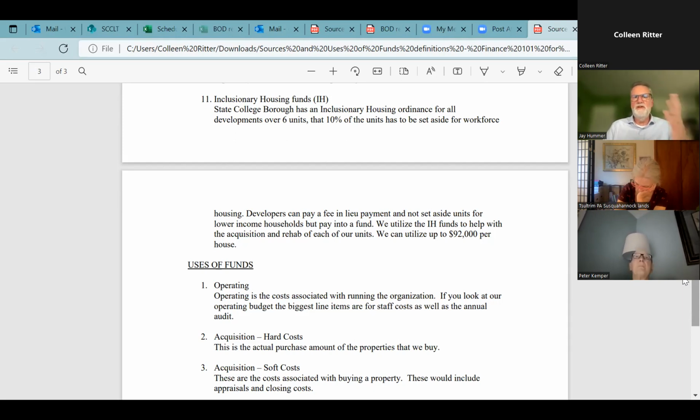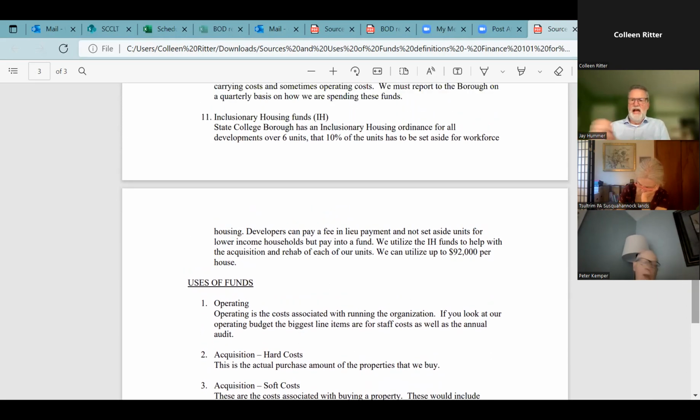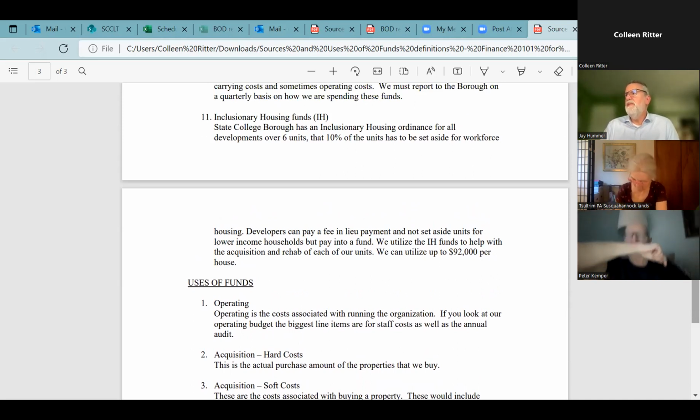So you can put them in your building, you can put them somewhere else in the borough, or you can pay into the bucket, which is kind of the easiest thing to do. They pay money into the inclusionary housing fund, and then the borough has that pot of money that we can ask for, and that's what we do. Let's see what you said about it here. Anything over 6 units. So that's a lot.